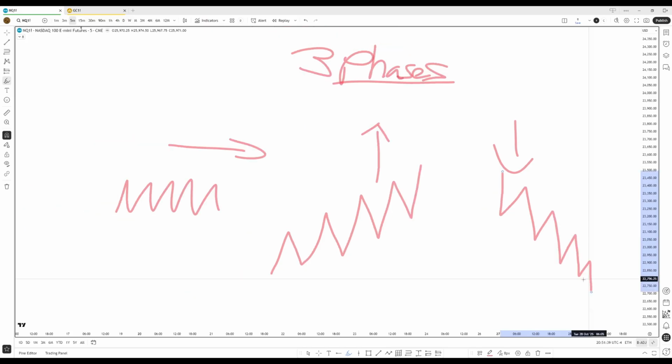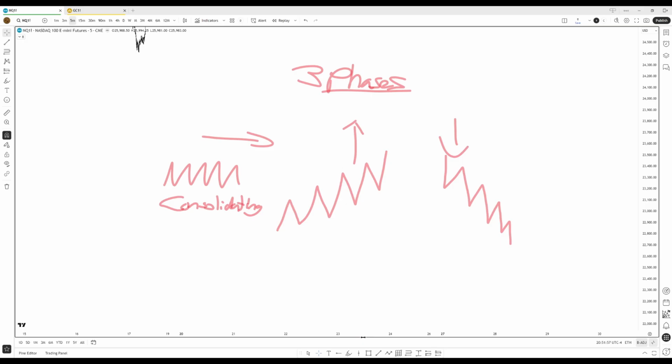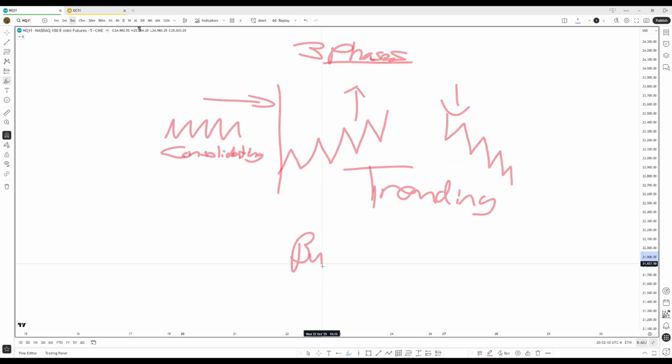So this is a consolidation, a consolidating market, and both of these are trending markets. One is trending bullish, and this one is trending bearish. Yeah, exactly.